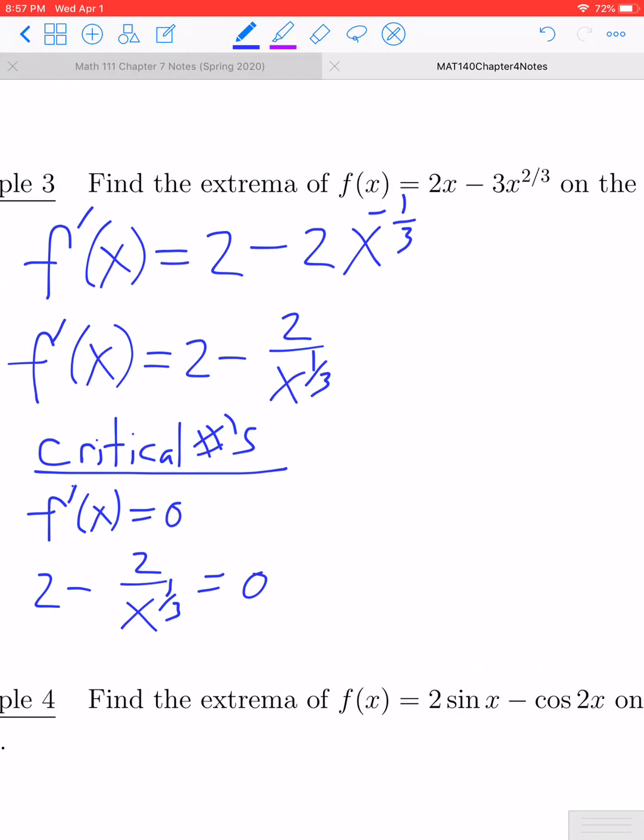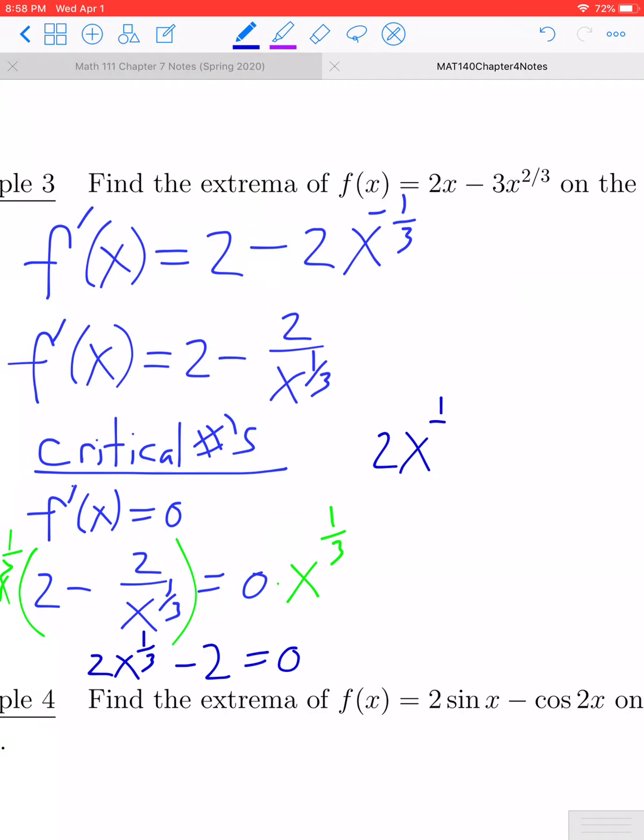This equation that we're now going to solve is a classic equation where you have a fraction. Let's multiply both sides by the denominator to clear the fraction. So I'm going to multiply both sides by x to the 1/3 power. On the right hand side, we're going to get 2x to the 1/3 minus 2 equals 0. From here, we can get the x by itself. We have 2x to the 1/3 equals 2 by adding 2 to both sides. Divide both sides by 2. We get x to the 1/3 power equals 1.